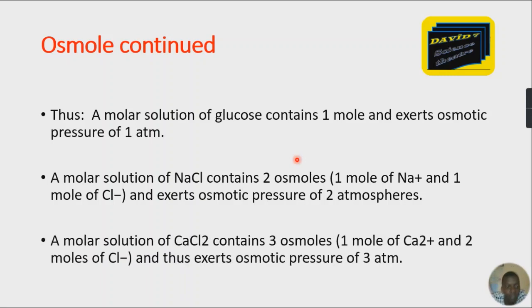If you just have a molar concentration of calcium chloride, this will contain 3 osmols, that is a mole of calcium and 2 moles of chloride ions, and thus exerts an osmotic pressure of 3 atmospheres. All right, so let's continue. Osmolarity.